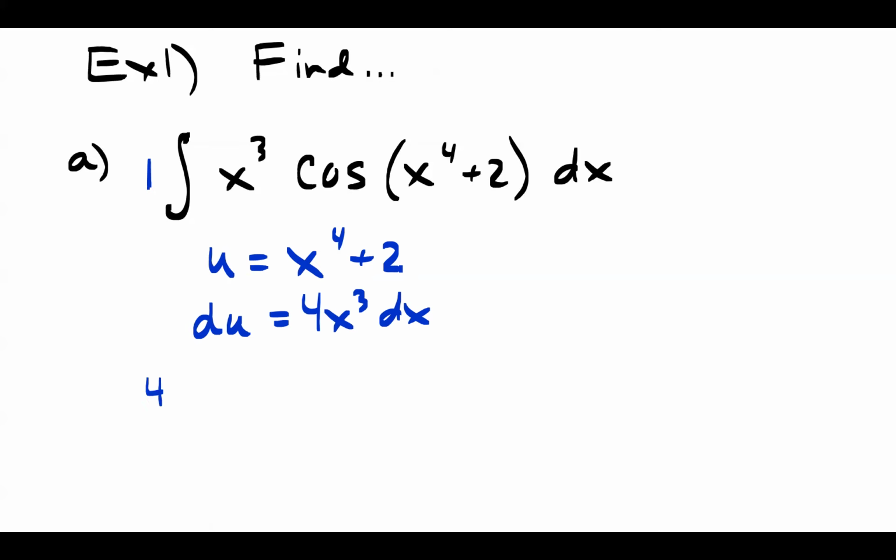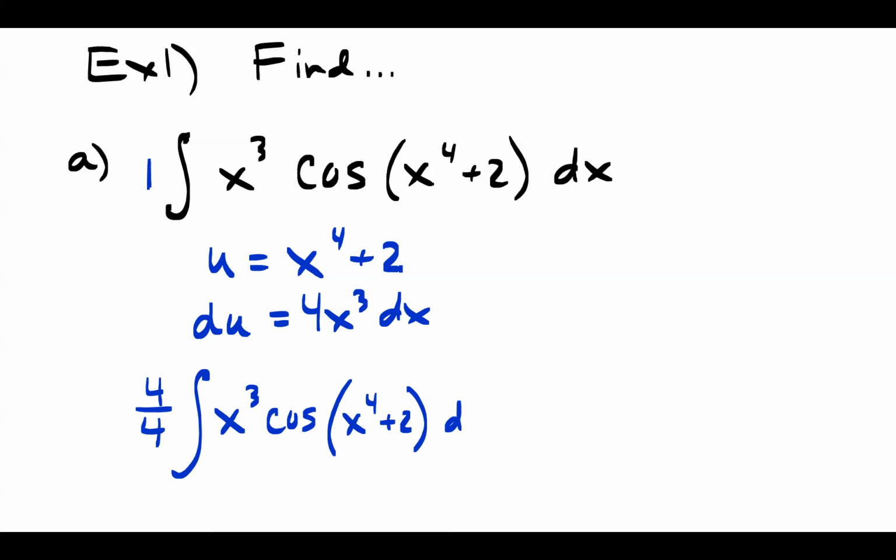What we want to do is make it a 4 over 4, so we can get it inside. I make that 1 into a 4 over 4. The reason is that I need a 4x cubed at the end of this thing.